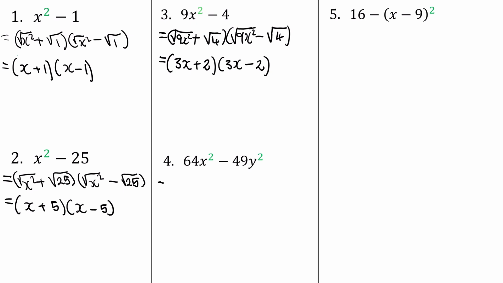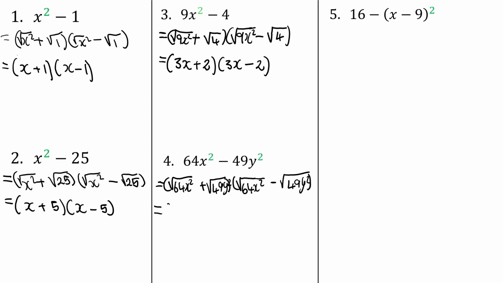And also continuing doing the same thing, opening two brackets. Let me make these brackets a little bit bigger because there are bigger numbers in there. Square root of 64x squared, remember it's plus and minus. Then square root of 49y squared, square root of 64x squared and square root of 49y squared.